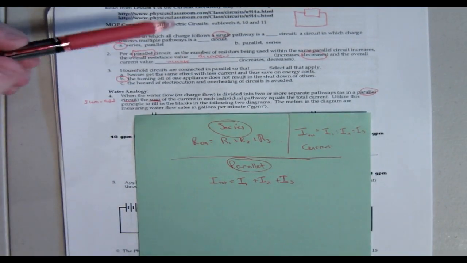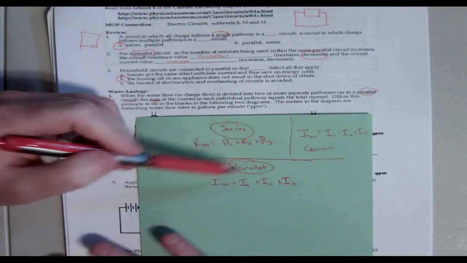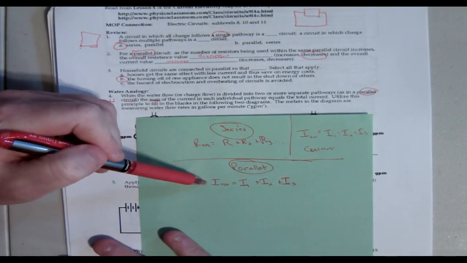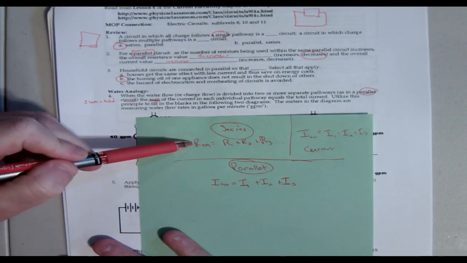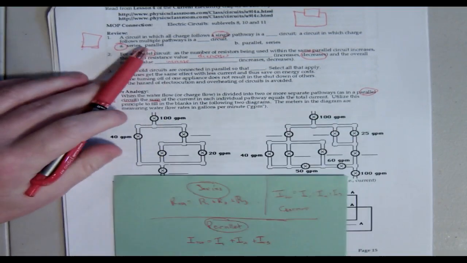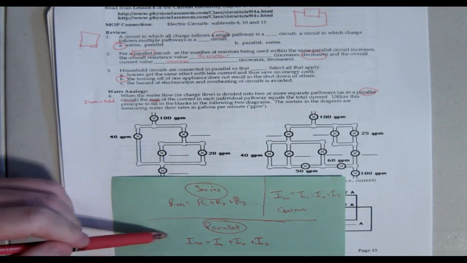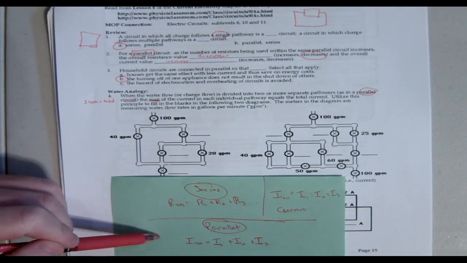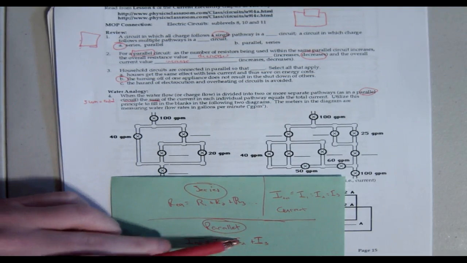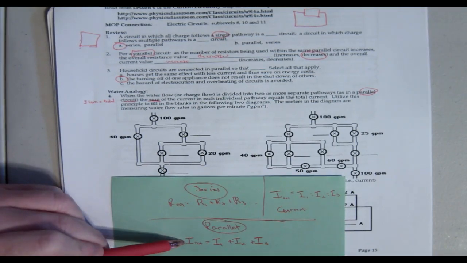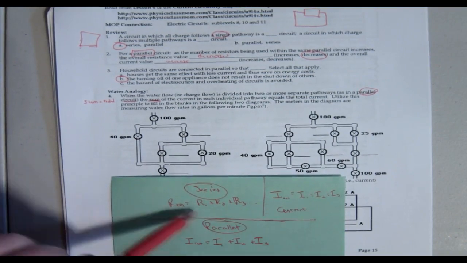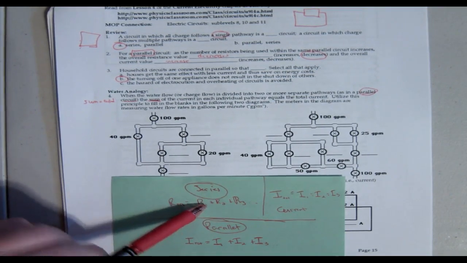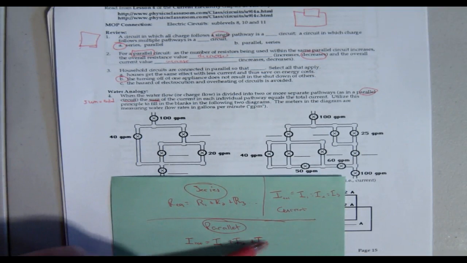In a parallel, the current rule is switched. The current rule is exactly like the resistance rule in series. In other words, the current changes depending on where you are in the circuit, and they all add up to be the total current. Unlike series, where the current's the same, and the resistance add up. In parallel, the current adds up.